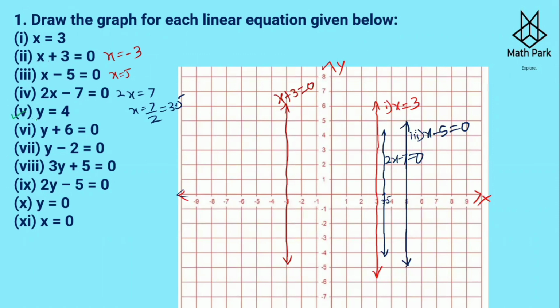The fifth one is y is equal to 4. So y is equal to 4 is the line which is going to be parallel to the x-axis. So this is the line y is equal to 4. So y is equal to 4 we have done.